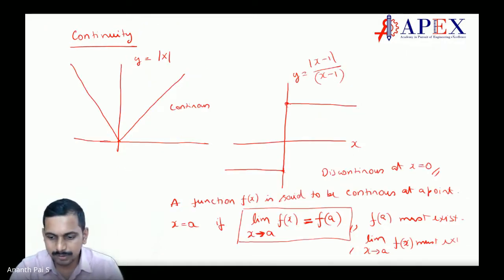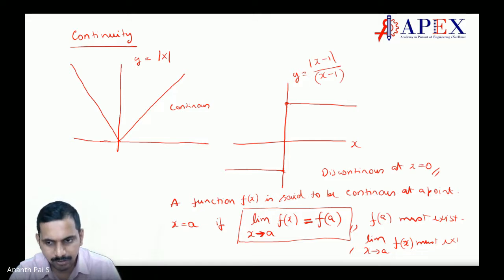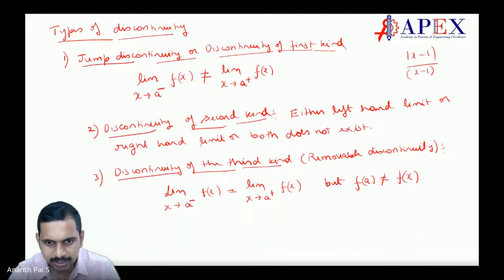So continuity, we have known what is continuity. For continuity, three things. One is limit x tending to a, f of x should be equal to f of a. F of a must exist. Limit x tending to a, f of x must also exist. Only then it is continuity.